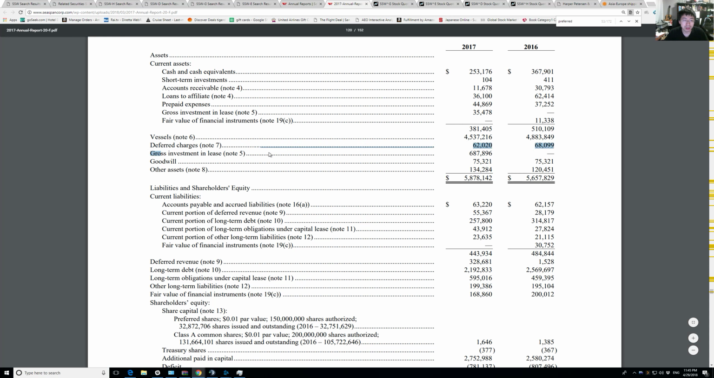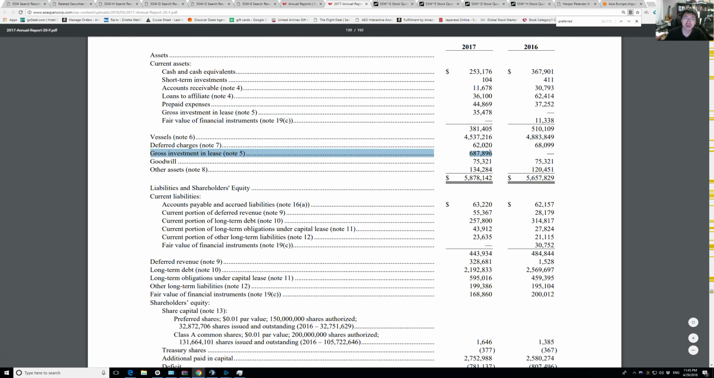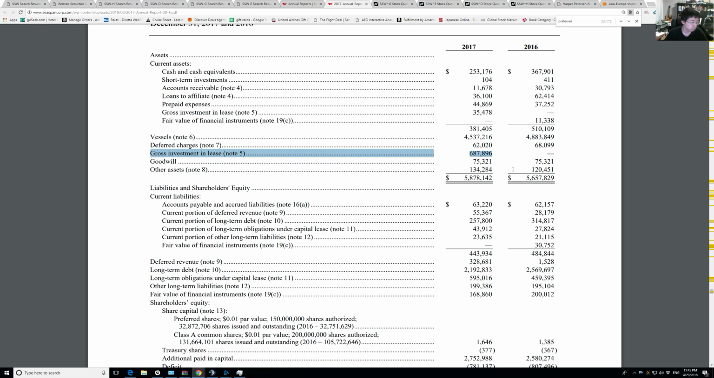And so they got this guy, gross investment in lease. So that's the lease and chargeback stuff. So the accounting rules got changed, I think, for the better. So now you can actually see these. They used to be off balance sheet stuff. So this is a lease agreement. So they did a sale and lease back. They sold the ship to some other company and then lease it back. The reason is probably they need the money to do something. But obviously, you don't want to see too many of these.